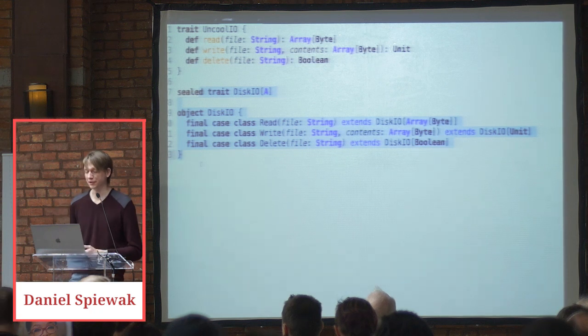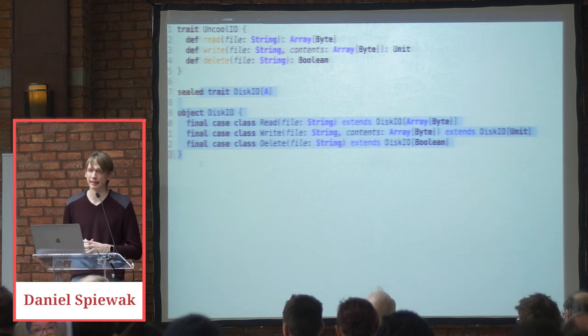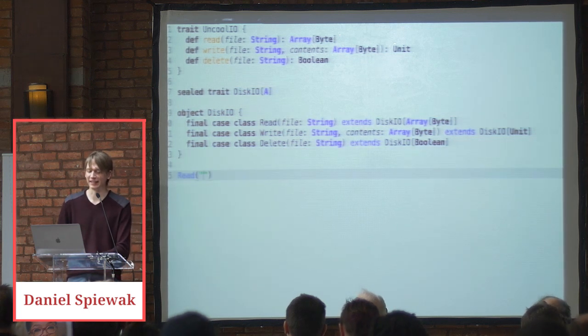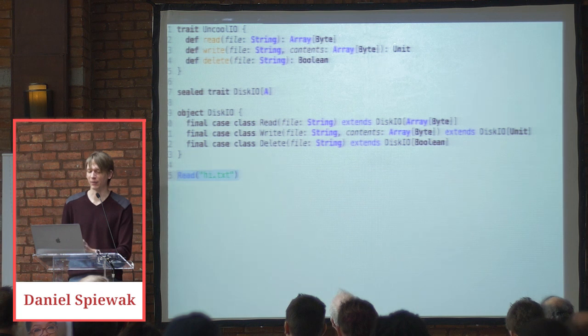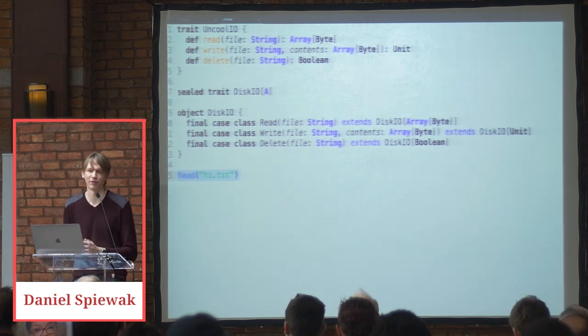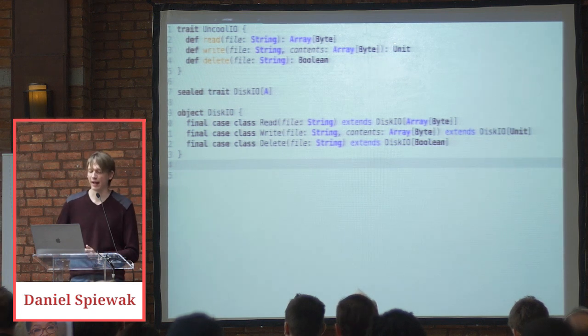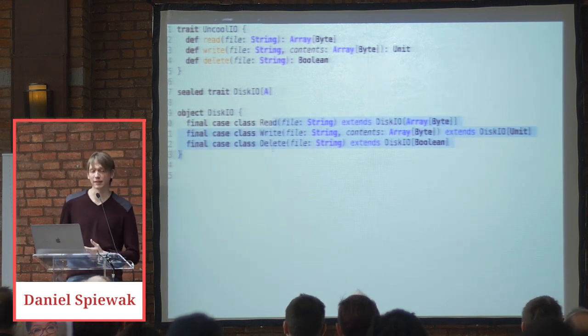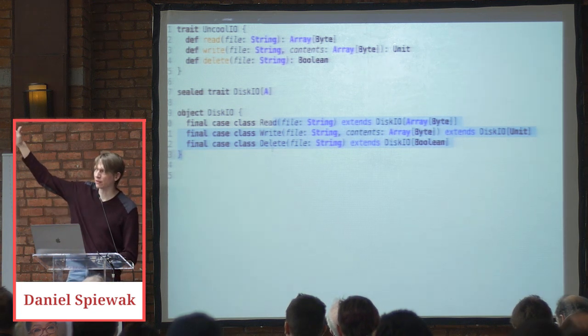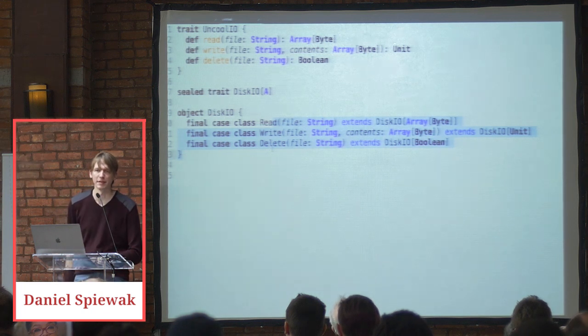So we've built an algebra of operations where we can manipulate a disk, but we can't actually compose this algebra together at all. We could create a read of hi.txt, but we can't actually do anything with this, and we can't even get the values out of it because there are no values in here. There are no contents of the file that are going to magically appear, and we can't build a program that does a bunch of stuff with the disk because we can't compose these things together. We have no way of saying, read this file and then this file, concatenate them together and put them into one file. We can't actually say that.